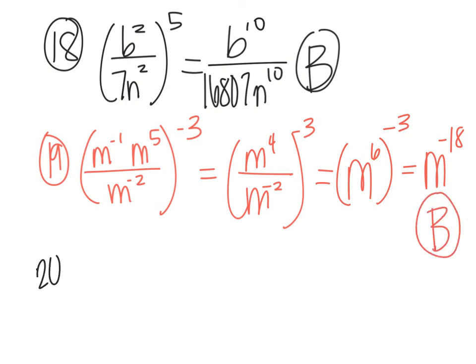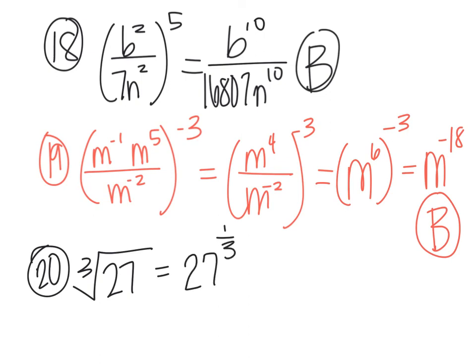And then 20. The cube root of 27 is the same thing as saying 27 to the 1/3, which is 3. So your answer is C.